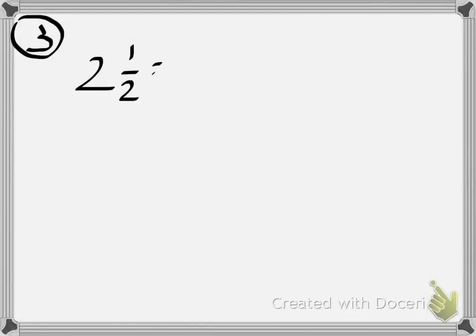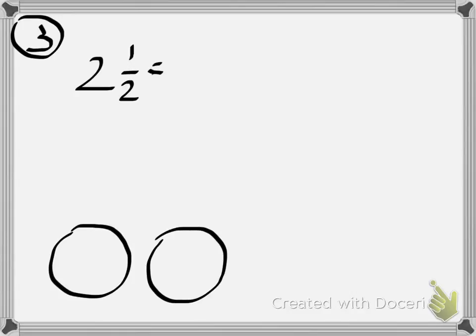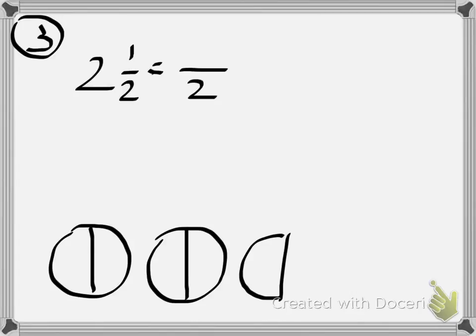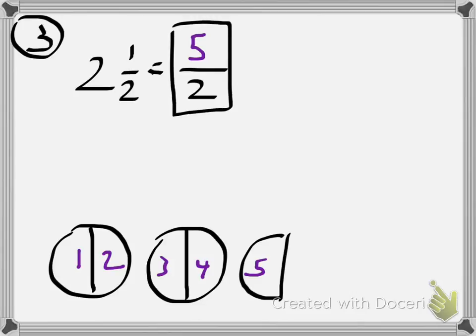Okay, for number 3, they want us to take each of these mixed numbers and make it into an improper fraction. So we're starting out here with 2 1/2. So we have 2 whole ones, and then we have a half. And they want us to make it into a fraction, so our denominator is going to stay the same. We're going to cut this first one in half, so we're going to cut these all in half. And so we can see we have a total of 1, 2, 3, 4, 5 pieces, and those pieces are each halves, so 5 halves.